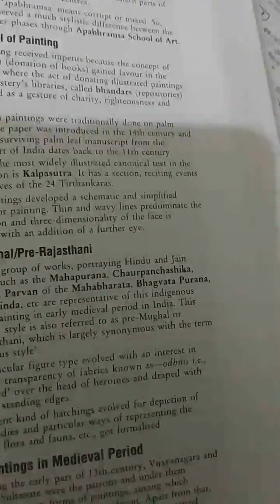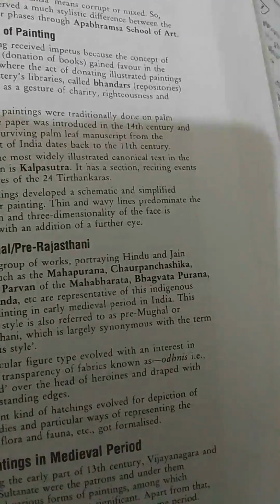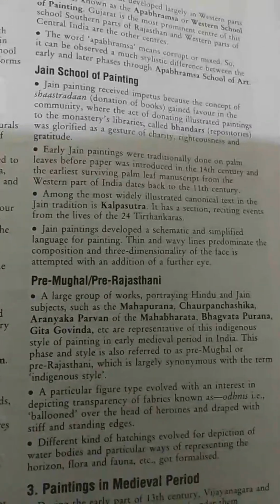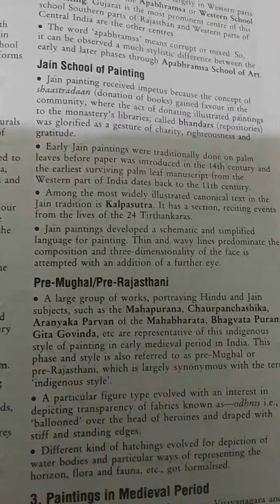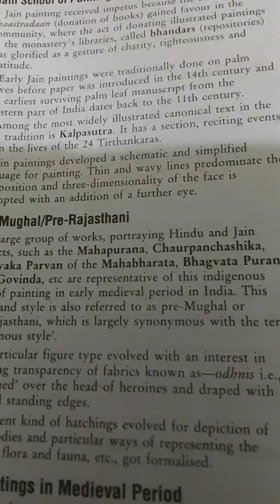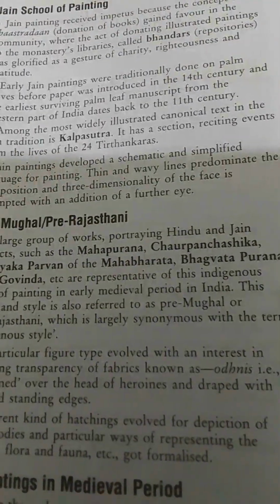Among the most widely illustrated canonical texts in the Jain tradition is the Kalpasutra. It has sections reciting events from the lives of the 24 Tirthankaras.